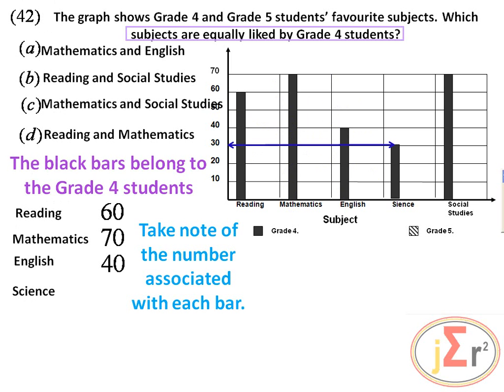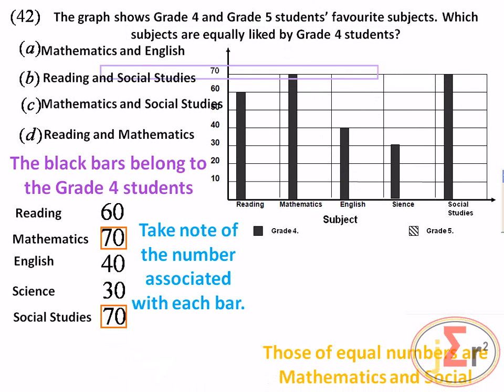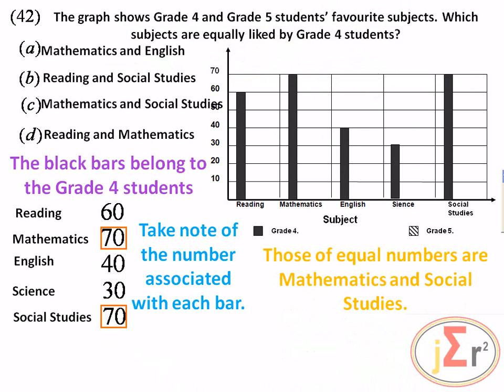Do we have any left? Yes, social studies. Right, we have social studies left. And the height of that bar is 70. Those of equal numbers are mathematics and social studies. They are represented by option C.